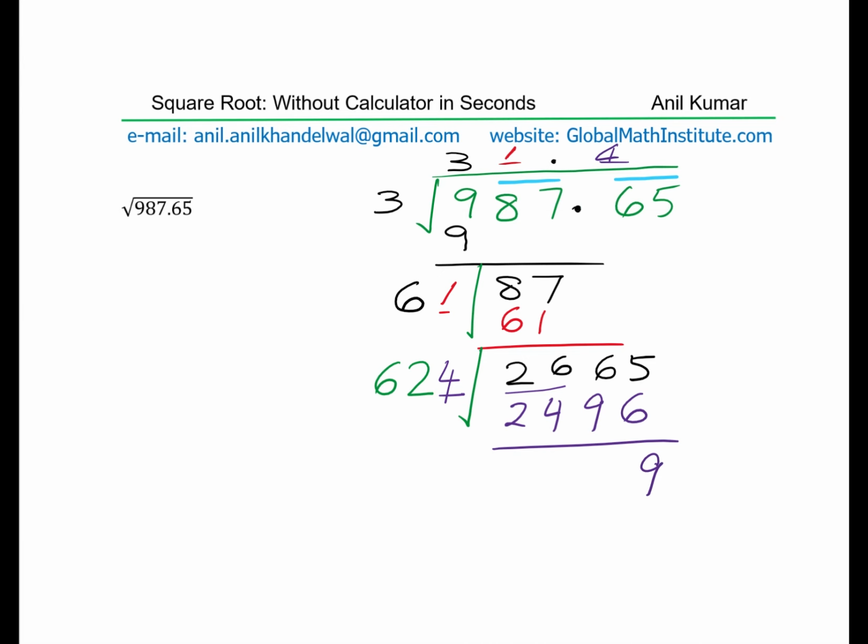So we get 9 here. From 15, if I take away, you get 6. From 5, I get 1. Right? So that's what you get. So we get our answer, which is square root of 987.65 is equal to 31.4. Is that clear to you?